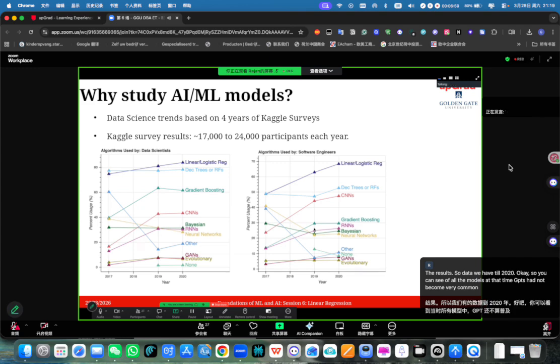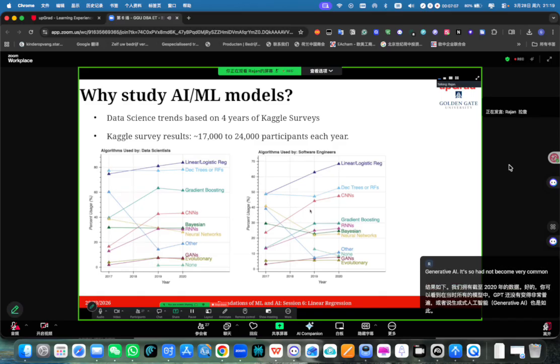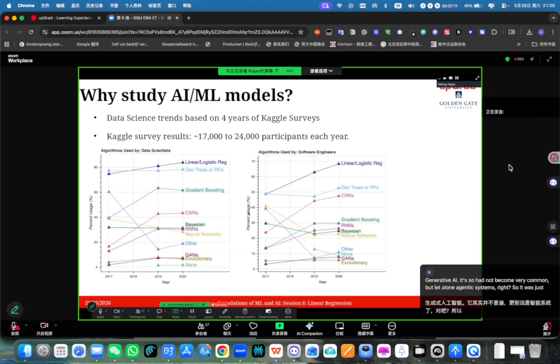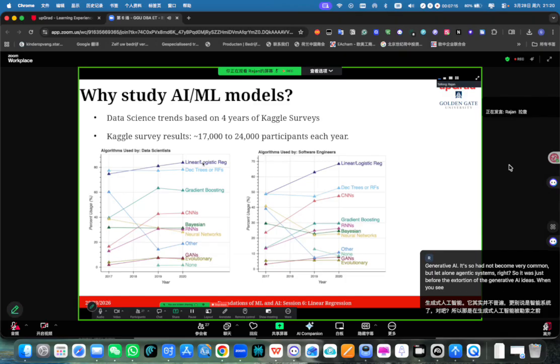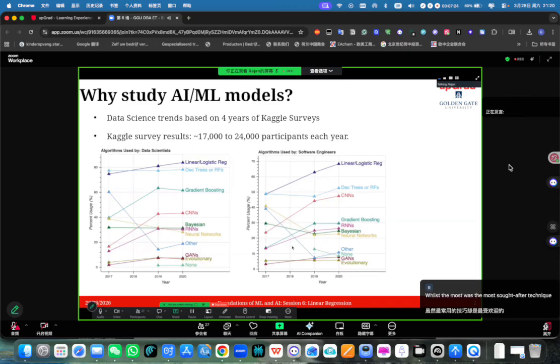The generative AI itself had not become very common, let alone agentic systems, right? So it was just before the explosion of the generative AI ideas. At the time, linear regression was the most sought after technique among all the different techniques that were being used during those times.